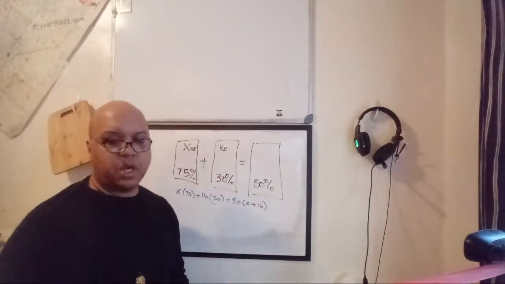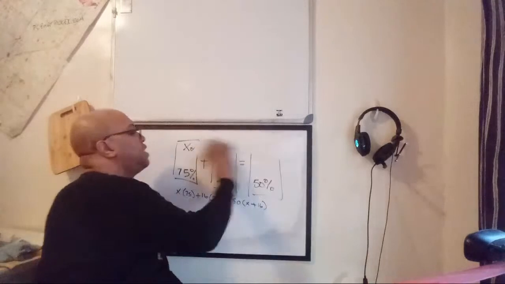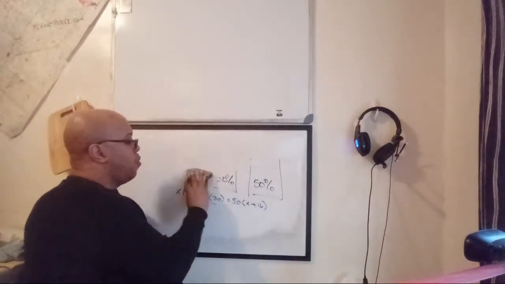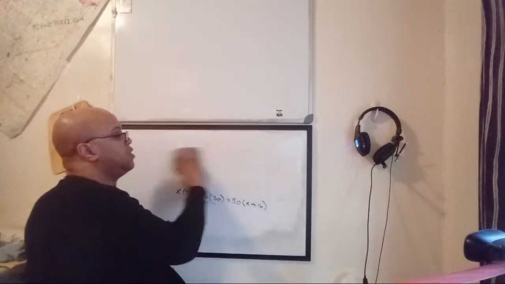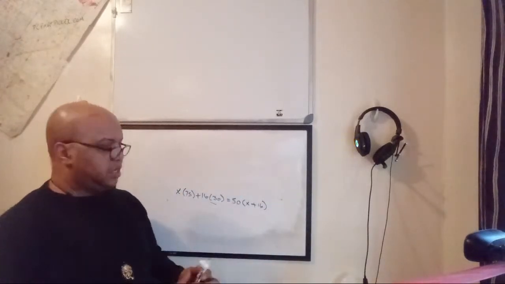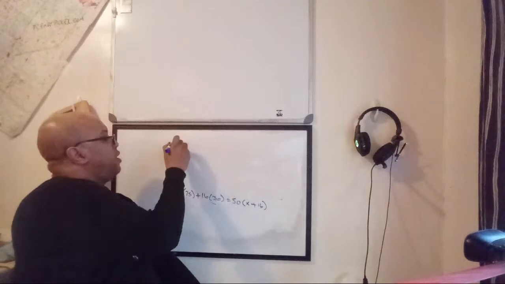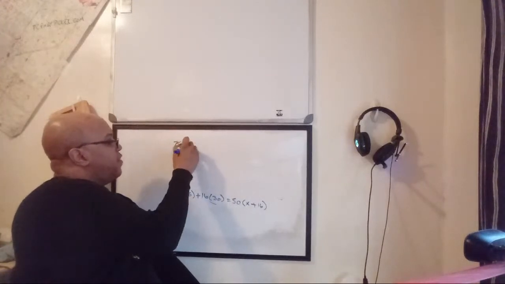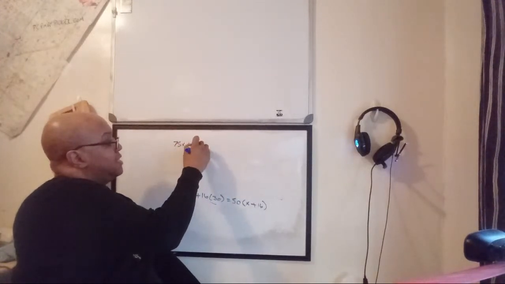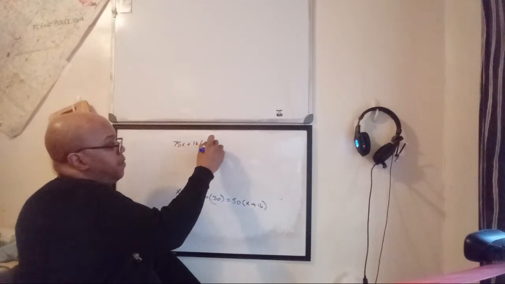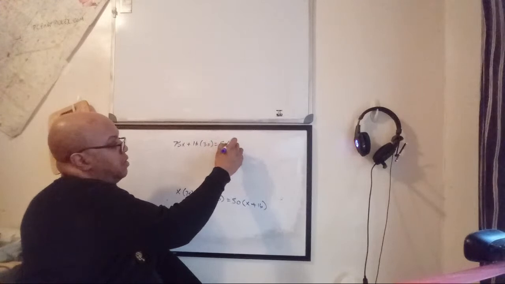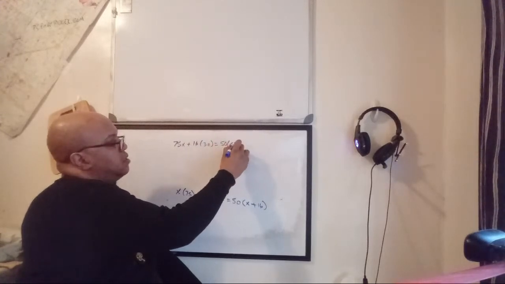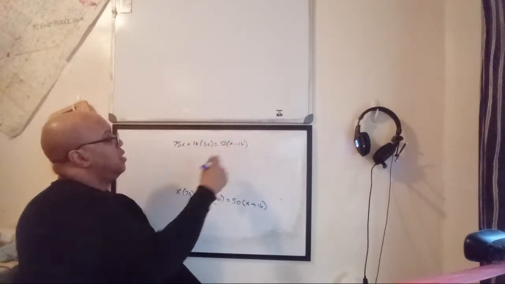All right, so you guys can rewind this and go back if you like, but I show you that visual aid just for the setup. So to make it algebraically friendly, we should have 75x plus 16 times 30 equaling 50 times x plus 16.